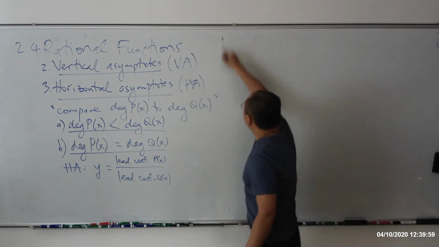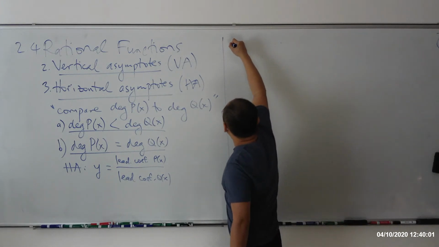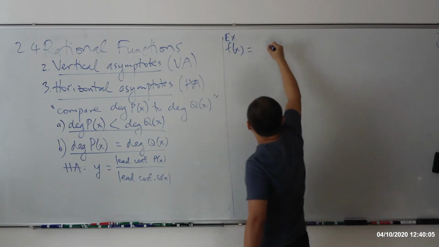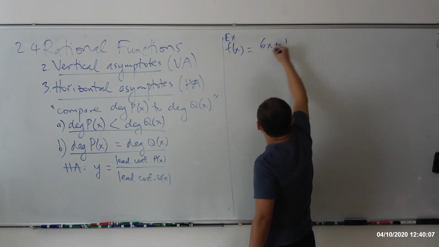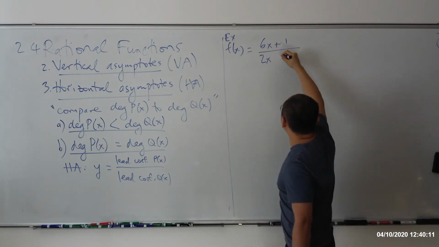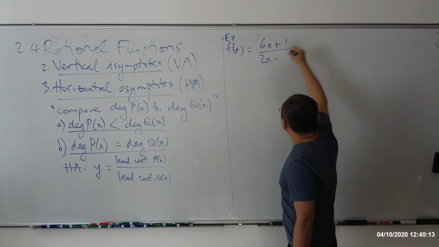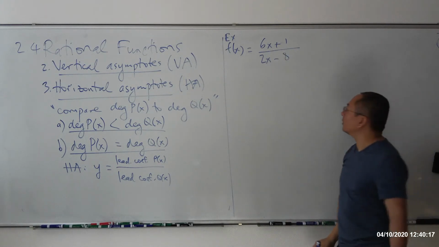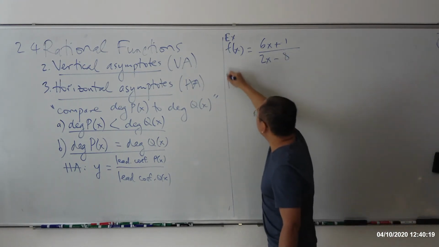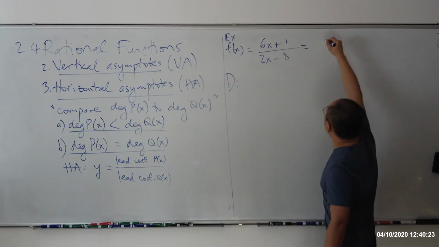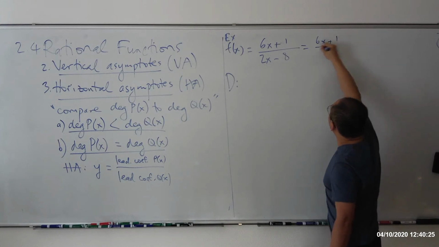Example. How about this? F of x equal to 6x plus 1 over 2x minus 8. Okay, so this is a good chance to start the problem over. So let's talk about the domain. To find a domain, factor out the denominator: 6x plus 1 over 2 times x minus 4.